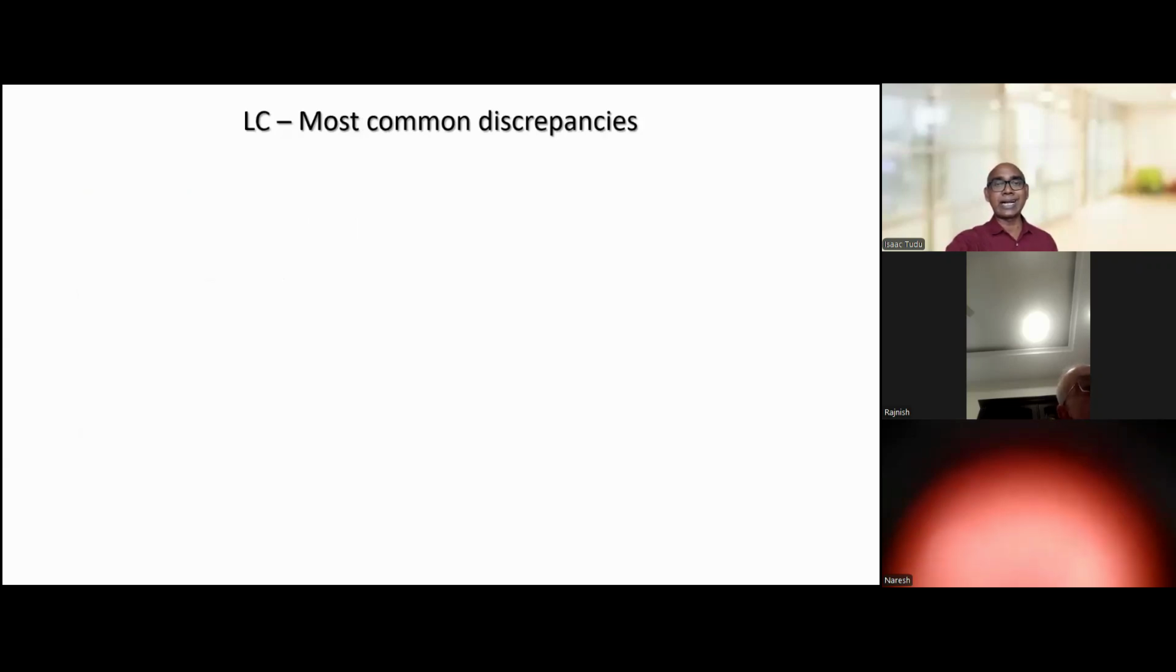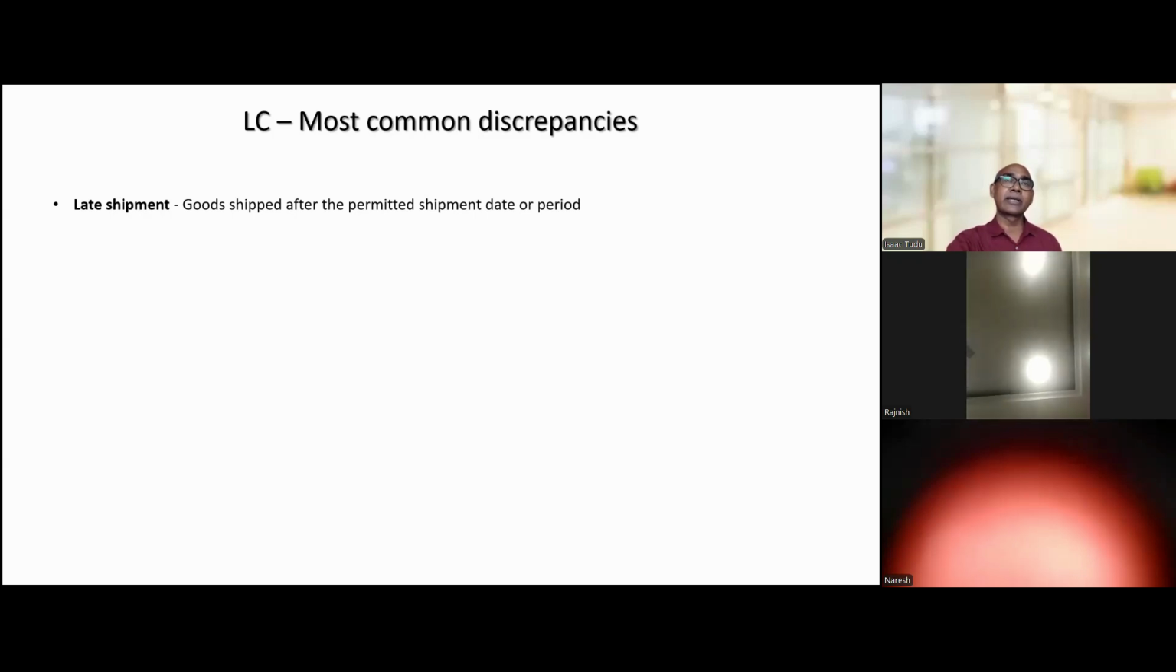Now, one thing I have jotted down for all of you, what are the most common discrepancies? Not necessarily these discrepancies you will always commit, but it has been observed here, right? Late shipment. LC latest shipment date is 15th June, but the bill of lading shows date of shipment as 17th June. Discrepancies, right?